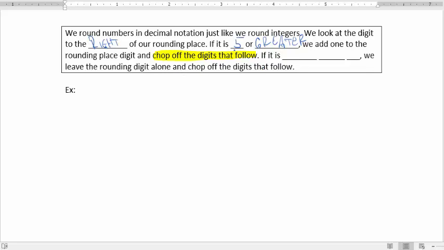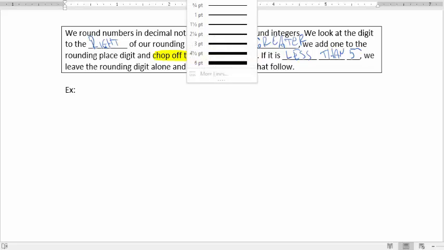So if the number to the right of the rounding place is 5 or greater, you add 1 to the rounding place digit, chop off the digits that follow, and if it's less than 5, or I guess you could say 4 or less here, right? Less than 5, we leave the rounding digit alone and chop off the digits that follow.